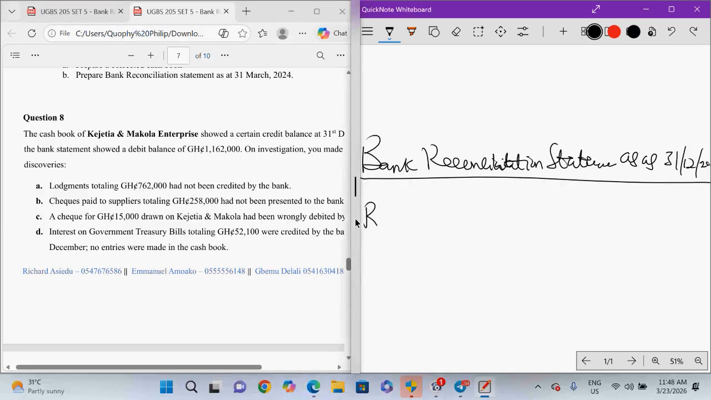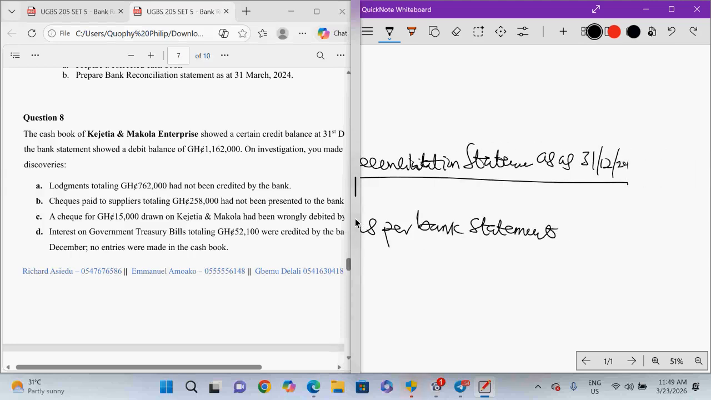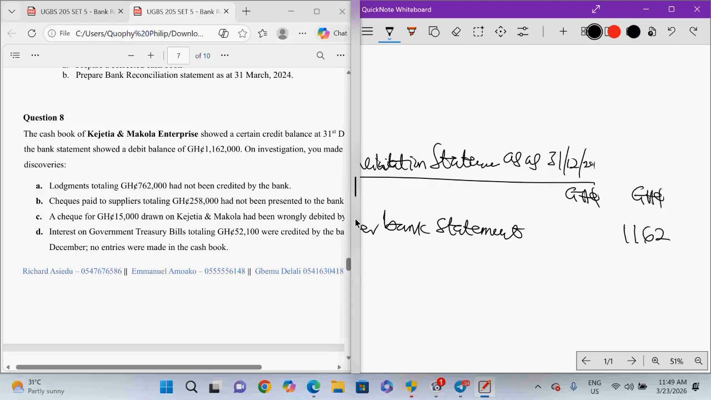So now let's start. Balance as per what? Balance as per adjusted cash book, bank statement. Balance as per bank statement. So what is the balance as per the bank statement? 1,162,000. So that will be 1162. Let's leave 3 zeros at the top.